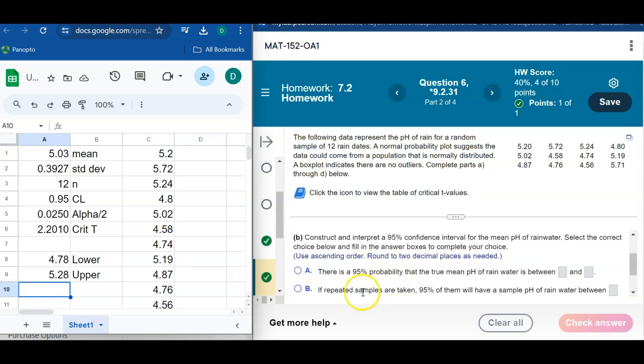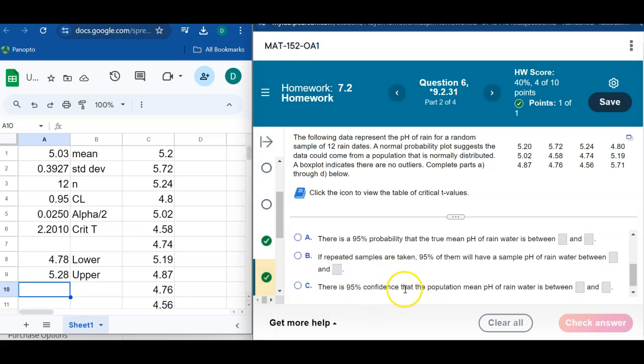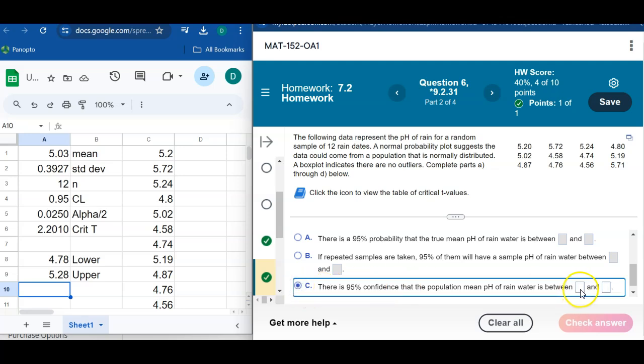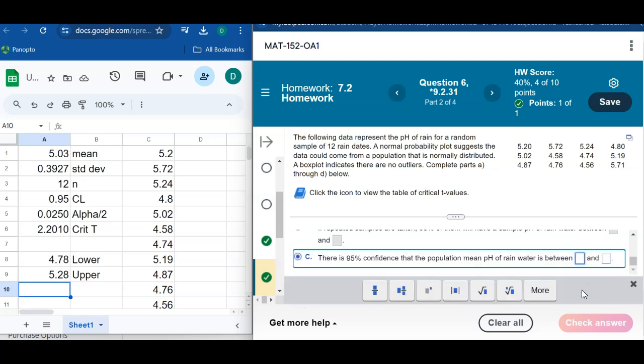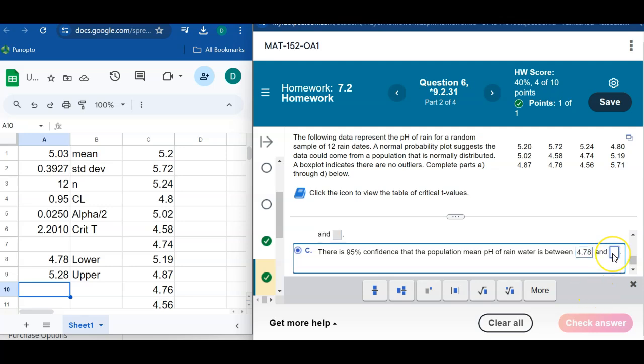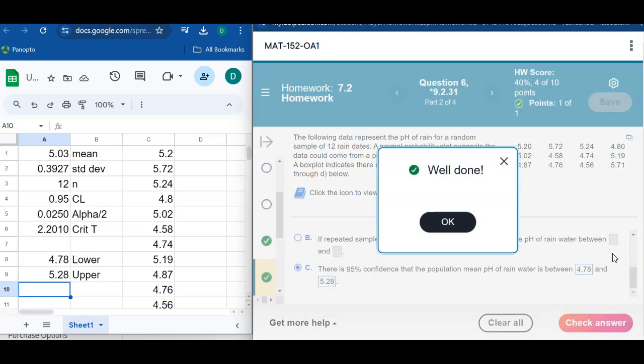It's not a probability. It's not if repeated samples are taken. It is a confidence interval. So there's 95% confidence that the population mean I'm looking for falls in this interval between these two numbers. That's always what these are going to interpret to, so you need to look for that keyword of confidence in there.